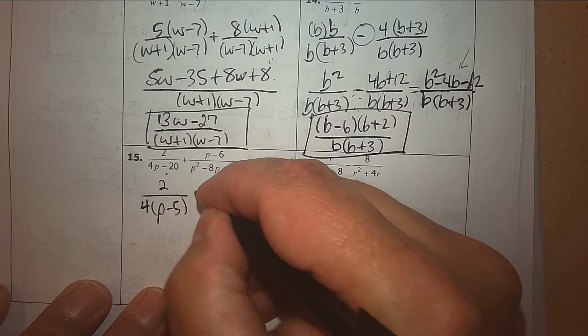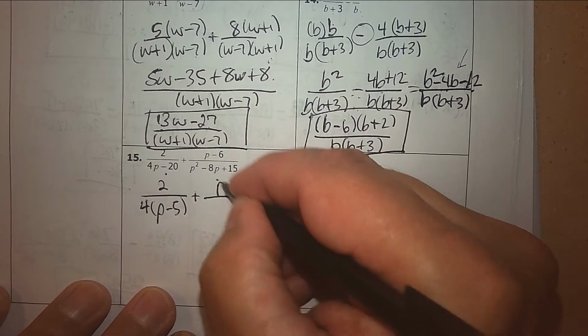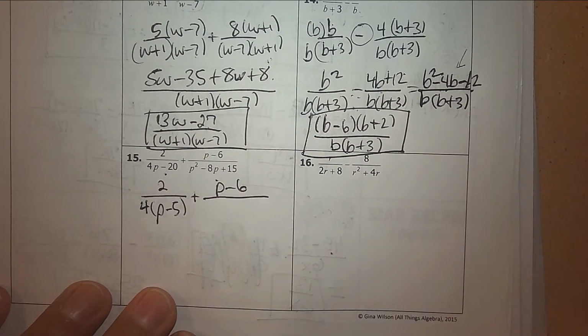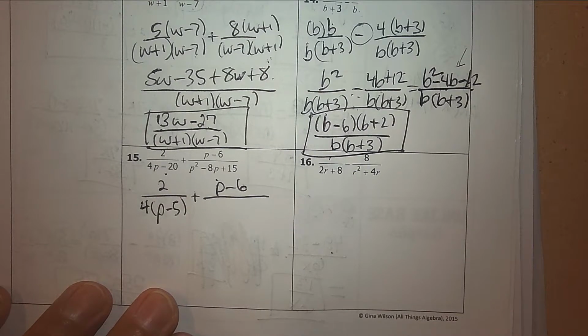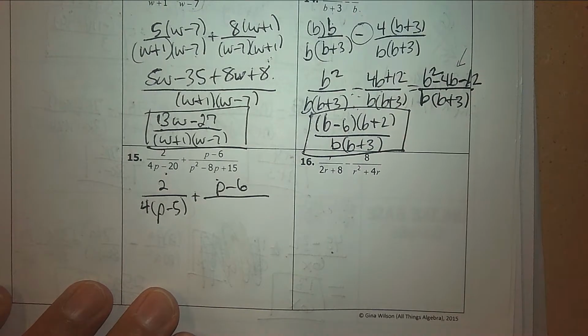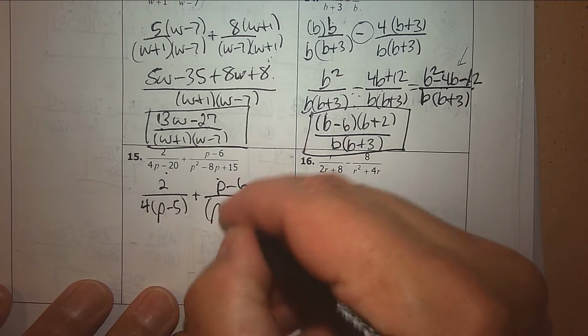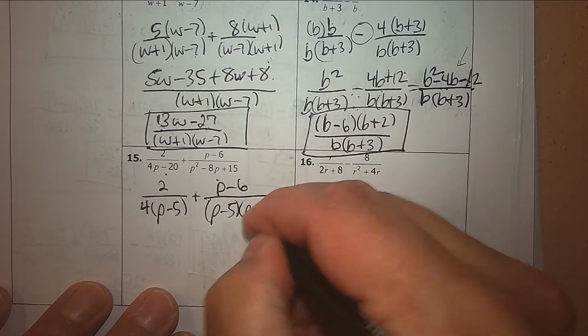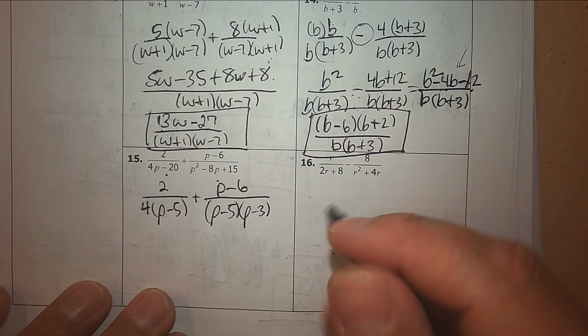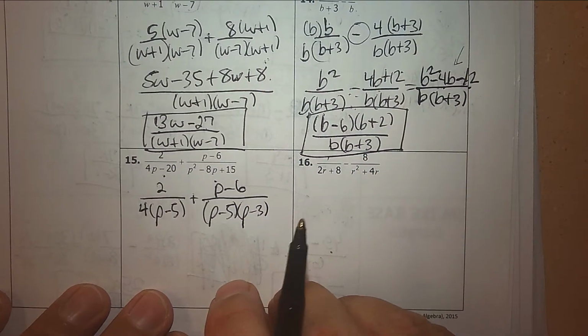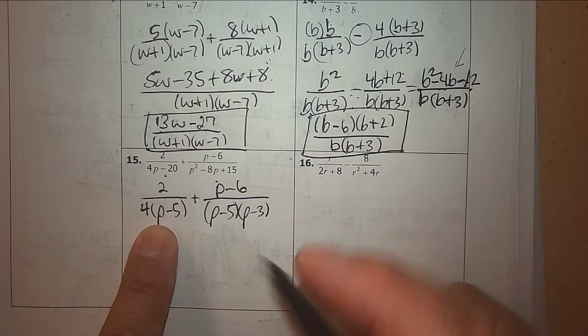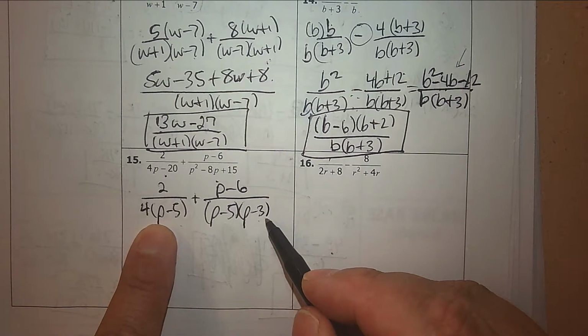Excellent. Keep going, Thomas. Look at the second denominator and tell me how you would factor it. p minus 5 and p minus 3. So I want you to look at the denominators, and they have to match, right? So when I look at the first denominator, what does the second one have that the first one does not have?